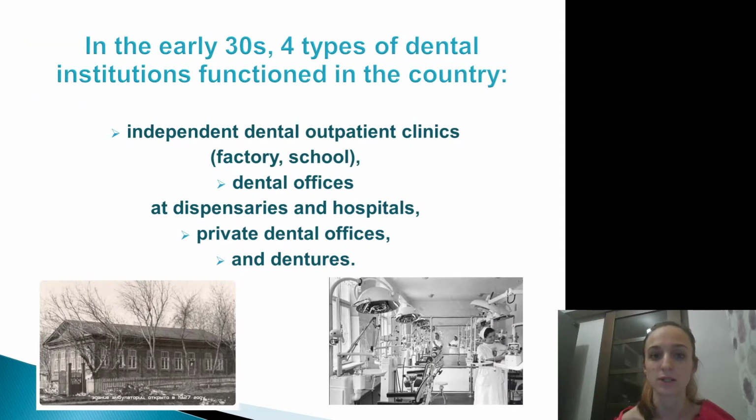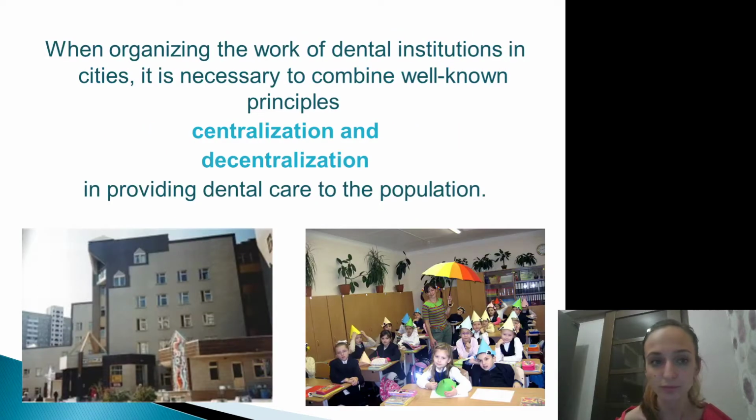In the early 30s, four types of dental institutions functioned in the country. Independent dental outpatient clinics, factory schools. Next one is dental offices at dispensaries and hospitals. Of course, it is private dental offices and dentures.